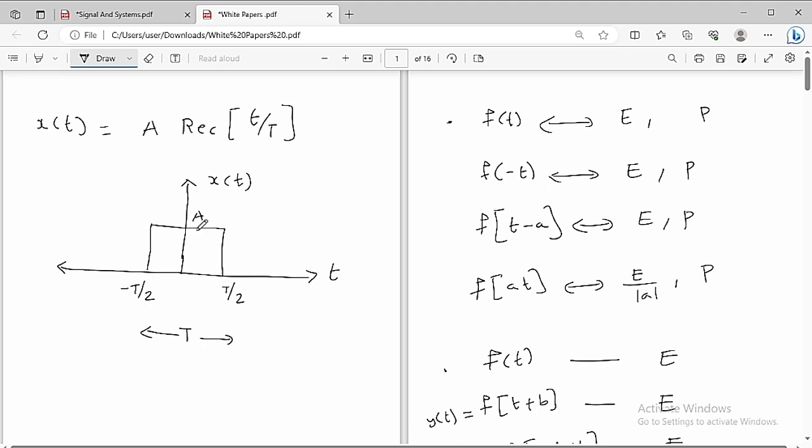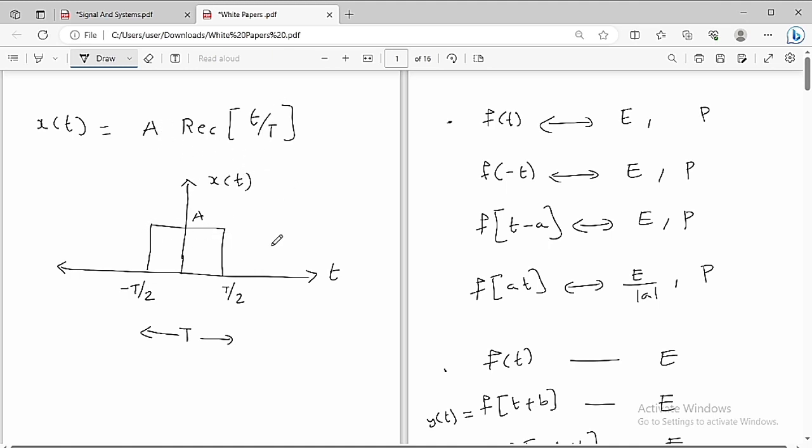So the next concept is something you have to keep in mind. Suppose it is a rectangular pulse. It has amplitude of A, but the duration is minus T by 2 to plus T by 2, which means the width is T. Only for this duration it has amplitude of A, and at time t equal to 0. So we write it in the general format A into rectangle of t by T.